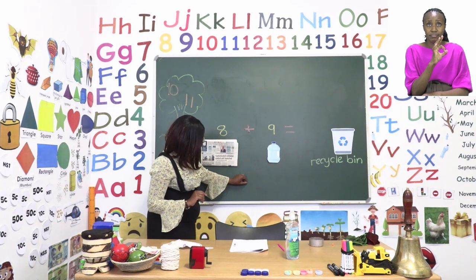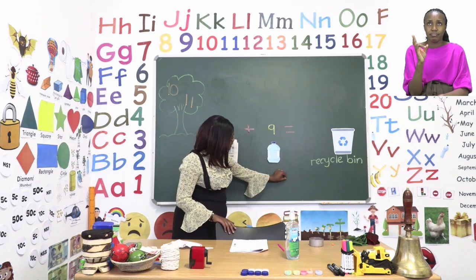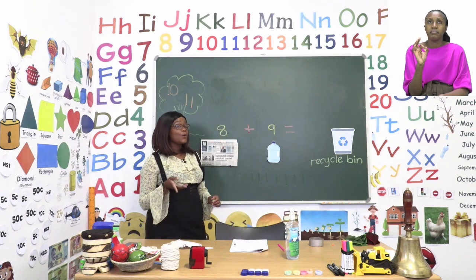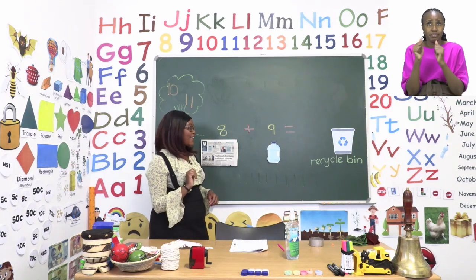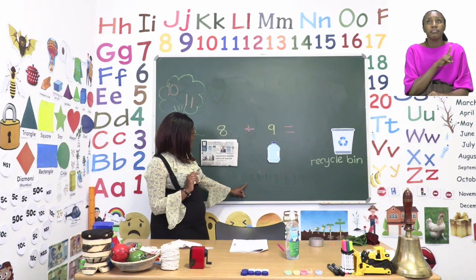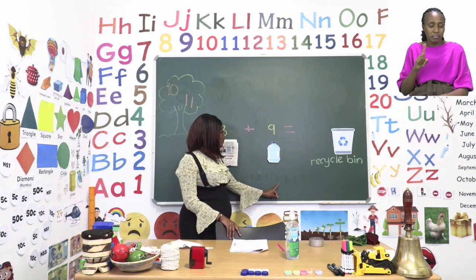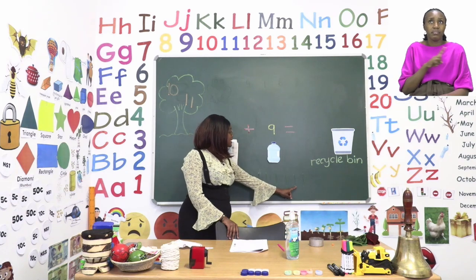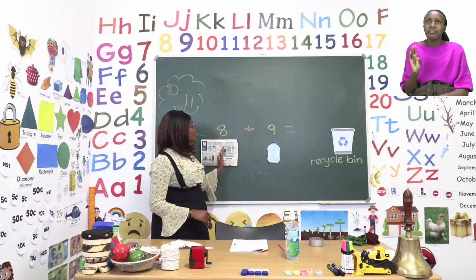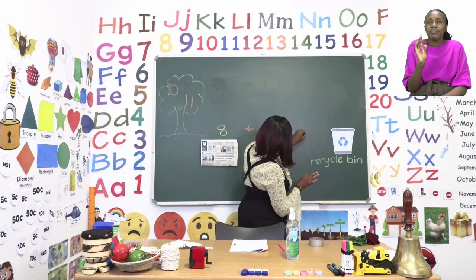1, 2, 3, 4, 5, 6, 7, 8, 9. So now that we have 9 sticks, we can count on from the number 8. So we say 8, 9, 10, 11, 12, 13, 14, 15, 16, 17. So that means 8 newspapers plus 9 bottles make 17 recyclables.